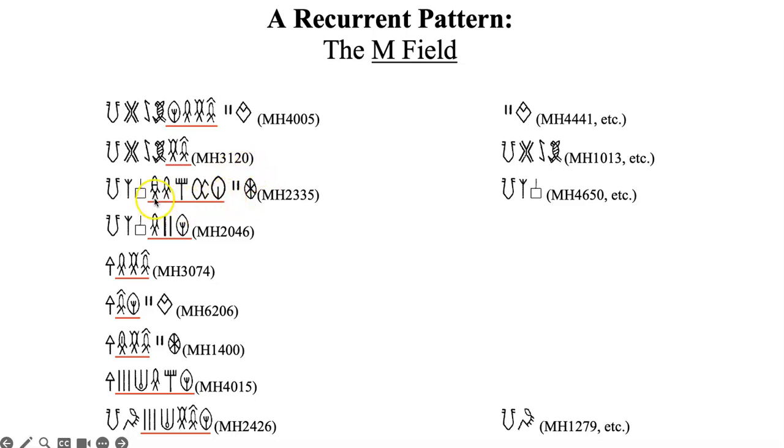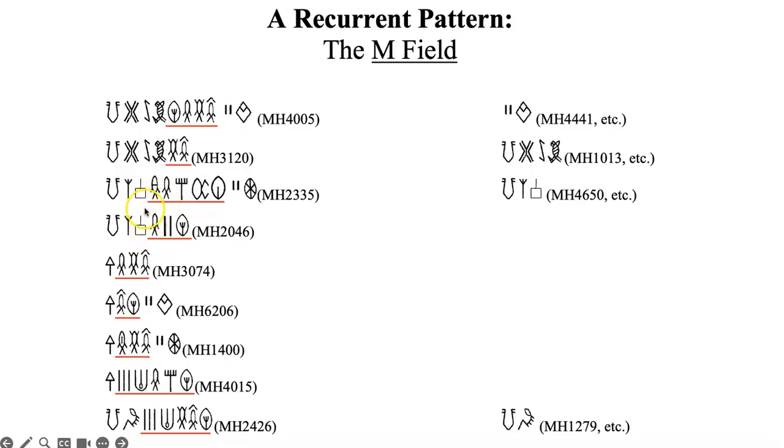And then we have the M field underlined in red. And then we have this grouping of three signs, which, as you can see from the right-hand column, is also a very common standalone sign sequence. So a secondary division or segmentation would occur right here. And again, we see the M field, whatever be its function, stands by itself.